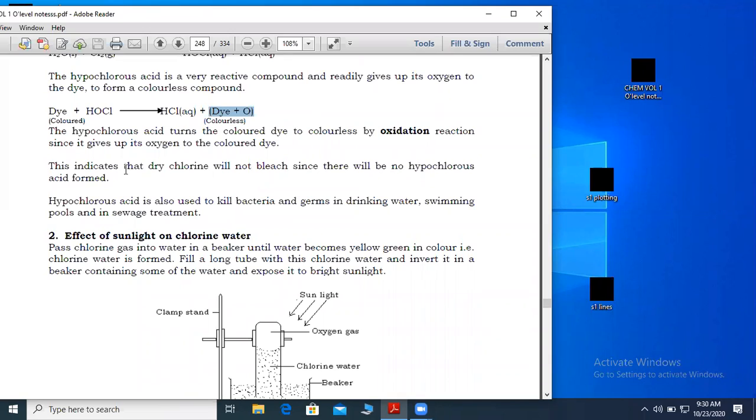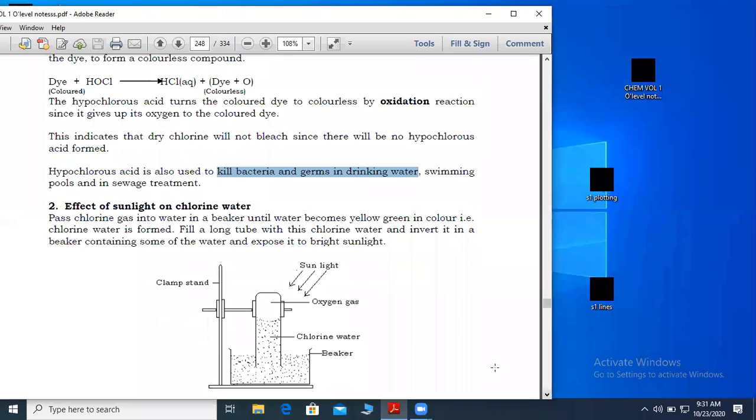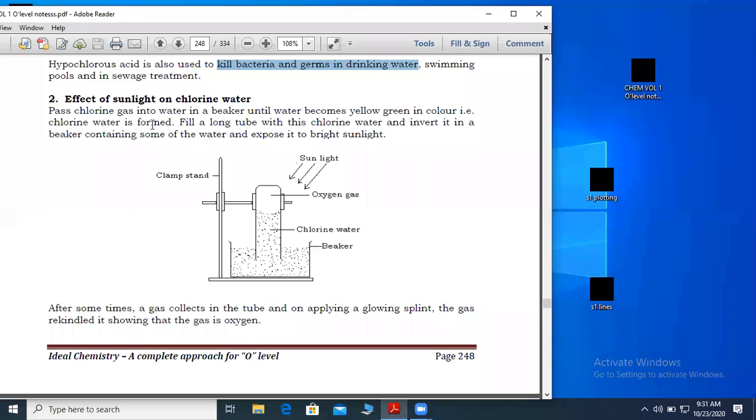But we said the dry chlorine, when there is no water, will not bleach because there will be no hypochlorous what? Acid. Then chlorine is also used to kill germs and bacteria in drinking water. If you have ever taken water that is treated with water guard, you have smelled that chlorine, you know how it smells. Let us look at this one: effect of sunlight on chlorine.